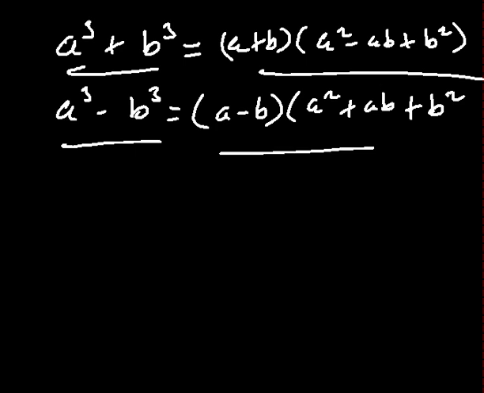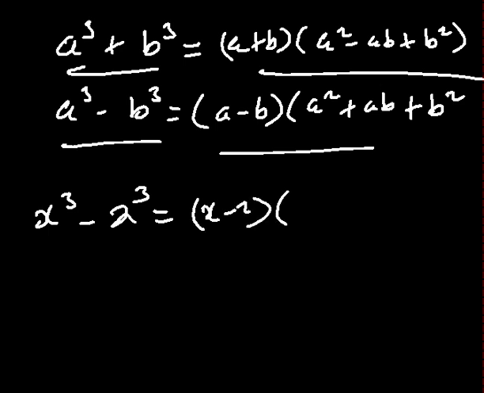For instance, let's say we have x to the power 3 minus 2 to the power 3. How should you factorize this one? This is the same as x minus 2, times x squared plus 2x plus 2 squared, that is given as 4.